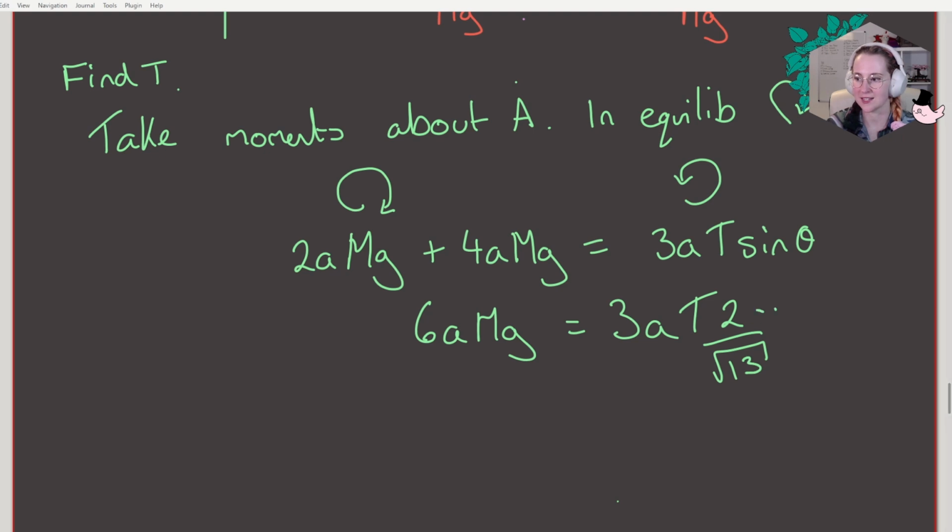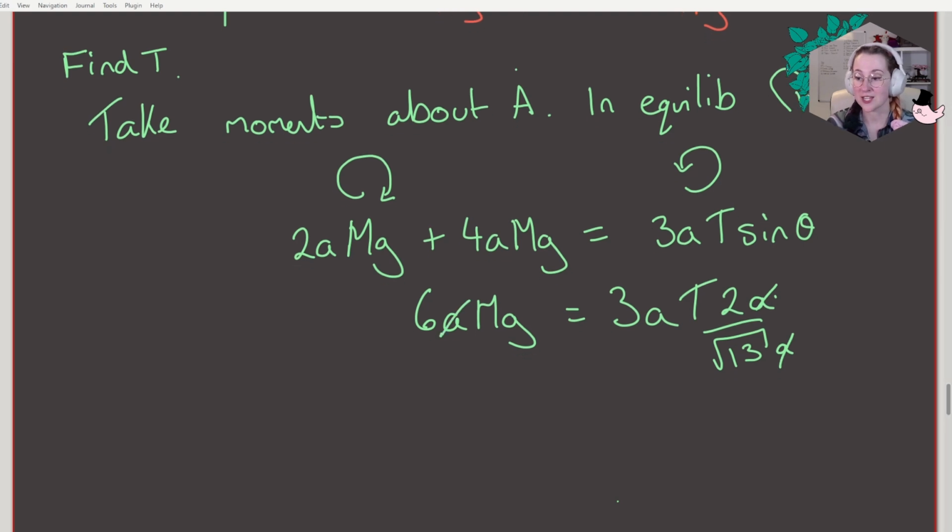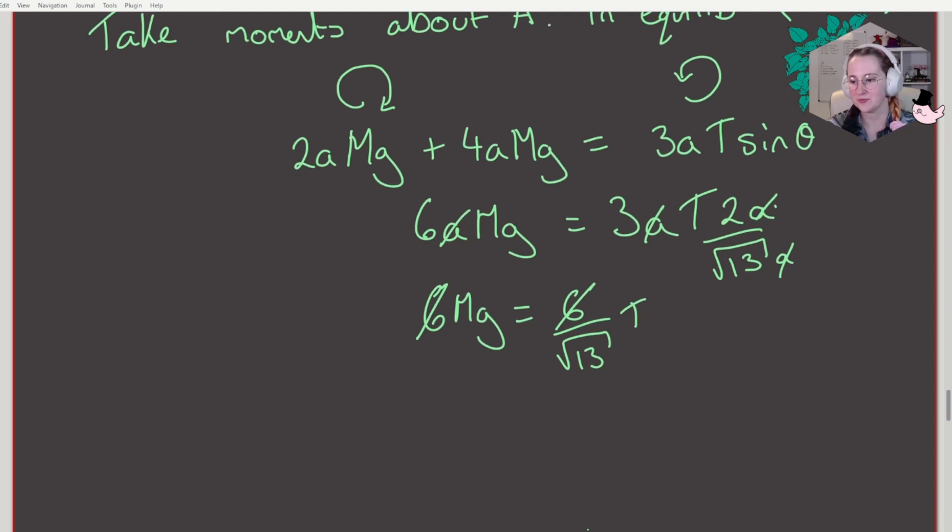And technically this is a over a, but we're going to cancel through the a's. We can actually cancel through the a's one more time because we have an a on both sides, and when we have a common factor on both sides, we can get rid of it. So we have 6mg is equal to 6 over root 13 t. Again, common factor, let's get rid of them. So we're left with t, multiply up by that root 13 is mg square root 13. So we showed what we were asked for.